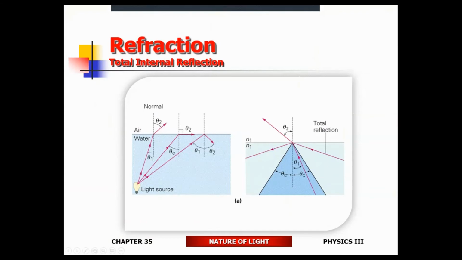Okay, let's do this, and then I'm going to put you guys into groups for a quick review. All right, refraction. Total internal reflection is what I'm interested in. Okay, so let's put the light source in water.